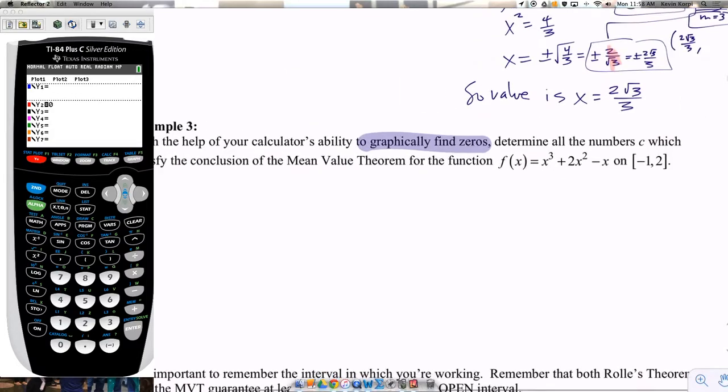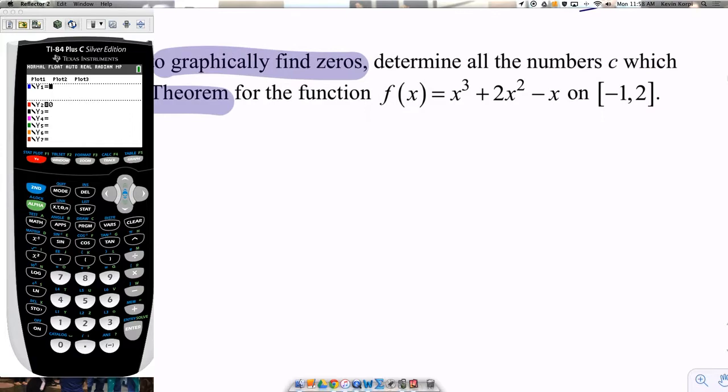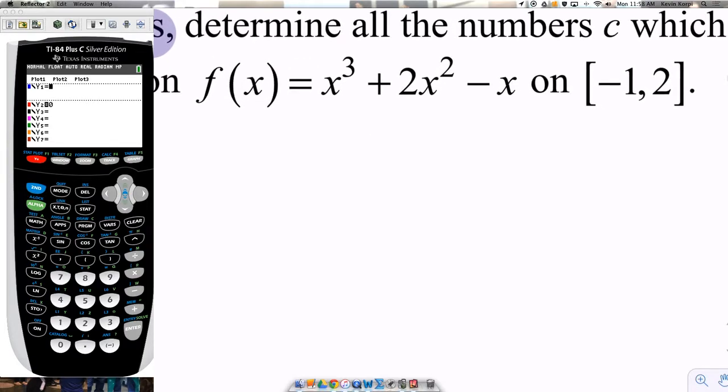We want to find all the values C that satisfy the conclusion of the mean value theorem, not the EVT, but the MVT, for this function on that interval. Now, number 1, does the MVT apply? Don't assume anything, right? Because when you assume something, you got 3 fingers pointing back at you. That's a mixed metaphor.